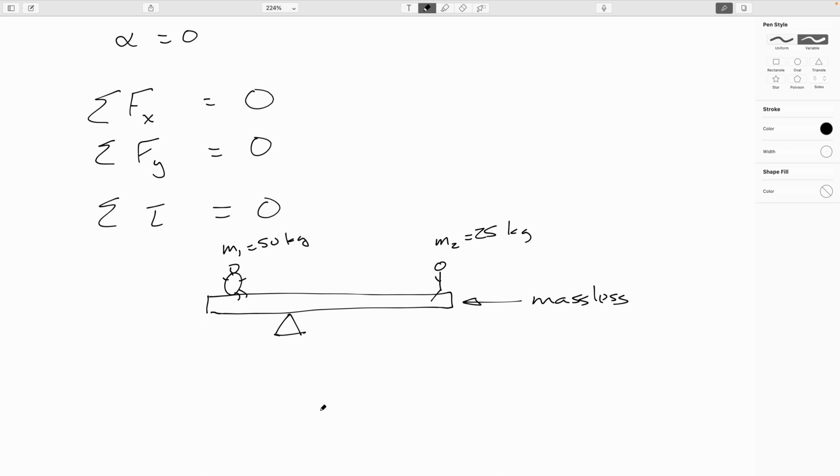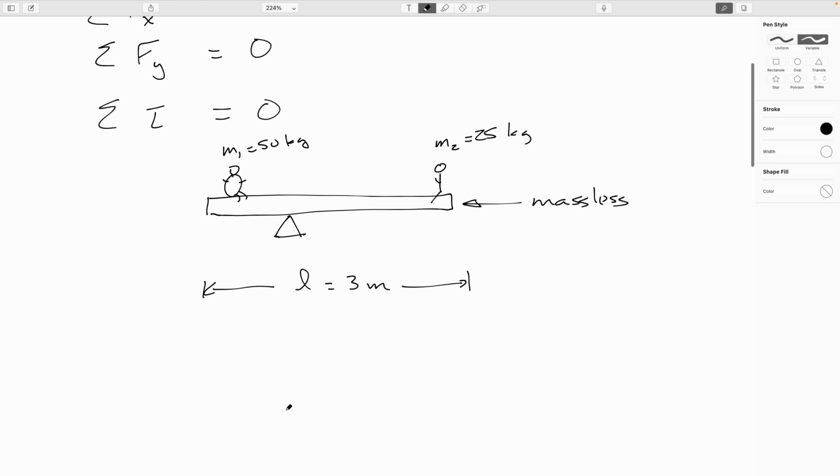So let's say that, just to make the numbers nice and easy, the length of our teeter-totter is 3 meters. And what we want to know is how far from the heavy kid, call it distance L1, should the fulcrum of the teeter-totter be in order to make the game fair. And by make the game fair, that's going to mean require that the torques be 0. So this means that we'll actually be in static equilibrium here.